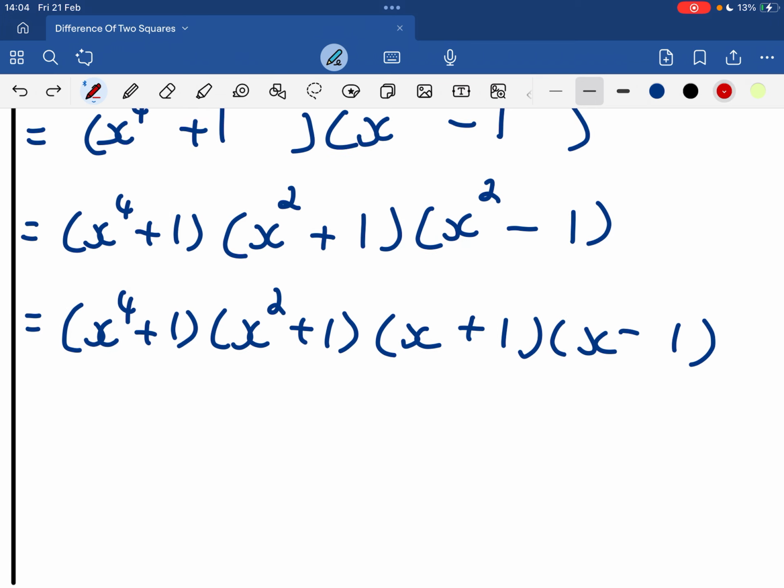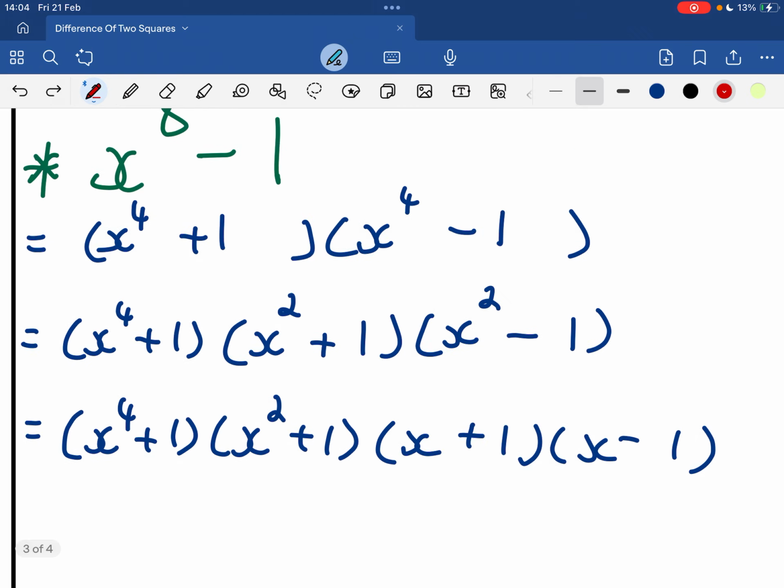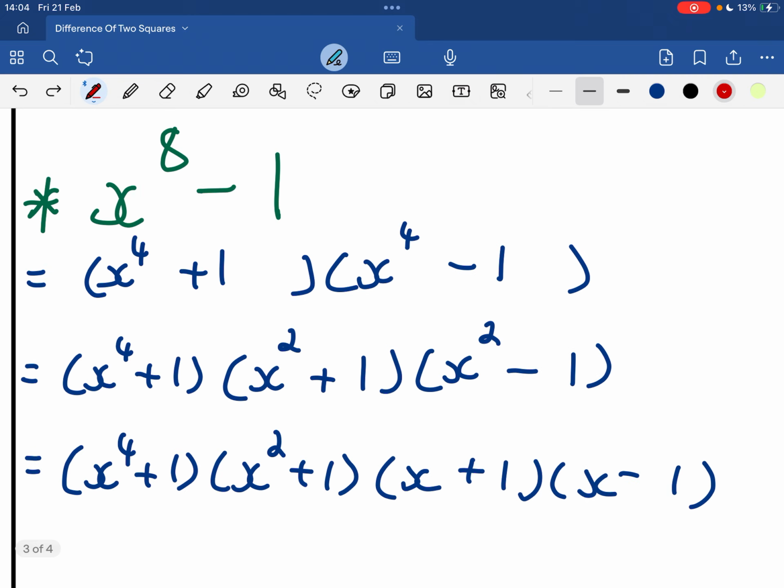This is not a difference of two squares because x is not a perfect square. A variable is only a perfect square if its exponent is an even number, and the exponent of x is 1, which is an odd number. We're finally done factorizing that. So you have to be very careful to check that you have factorized fully.